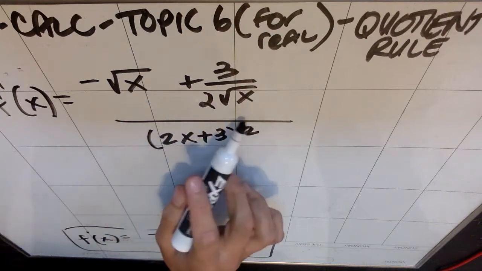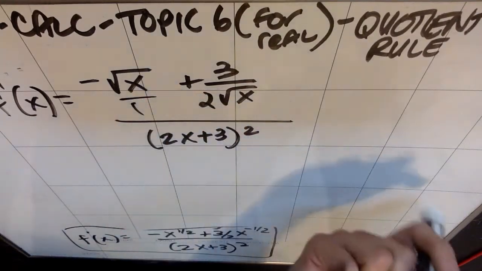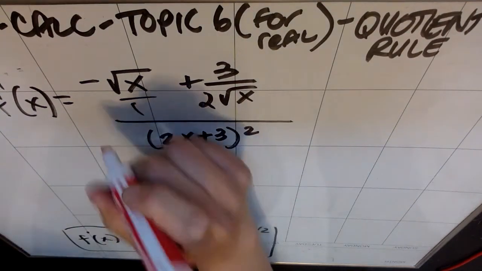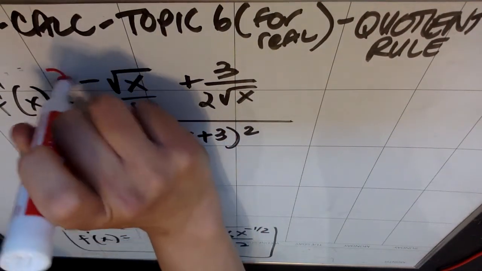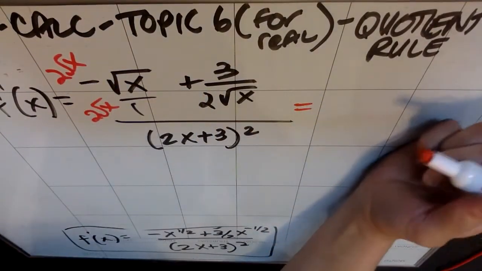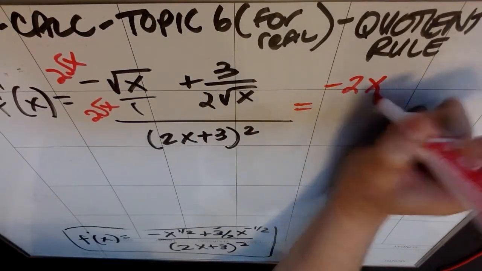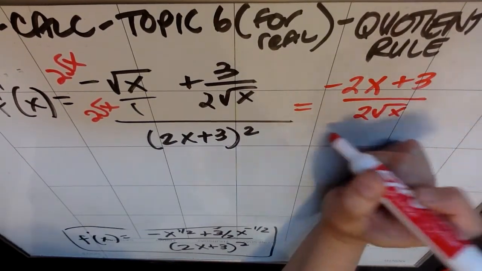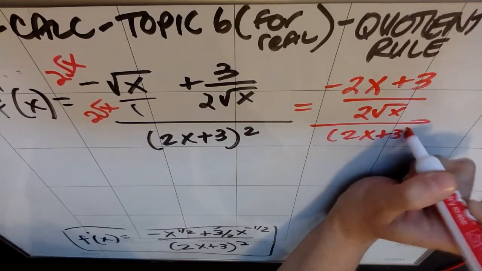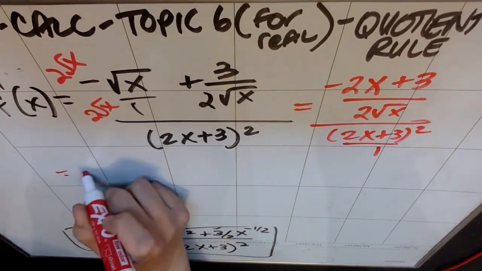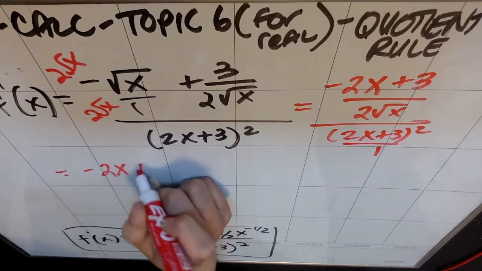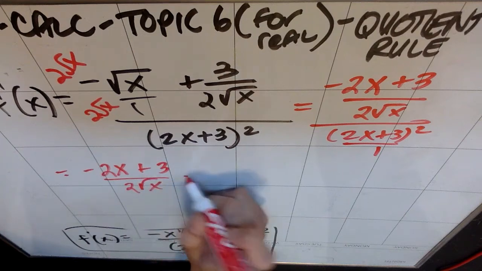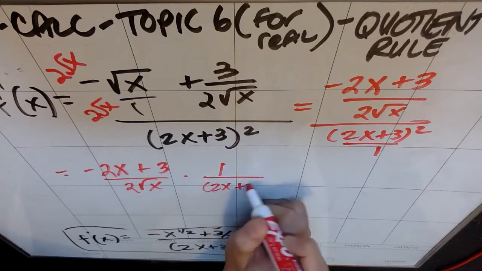I could get a common denominator here if I want, right? This guy's actually over 1, so I could times by 2 root x over 2 root x. It's not super pretty, but you could, right? If you wanted, you could times by 2 root x over 2 root x to get the same denominator. If you did that, you'd get negative 2x plus 3 over 2 root x, all divided by this thing, which is technically over 1. So you could get negative 2x plus 3 over this 2 root x times this 1 over a 2x plus 3 quantity squared.